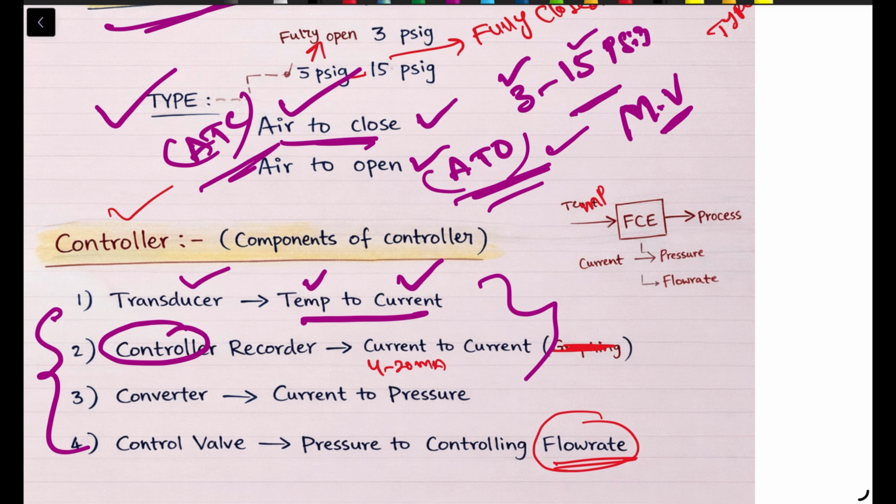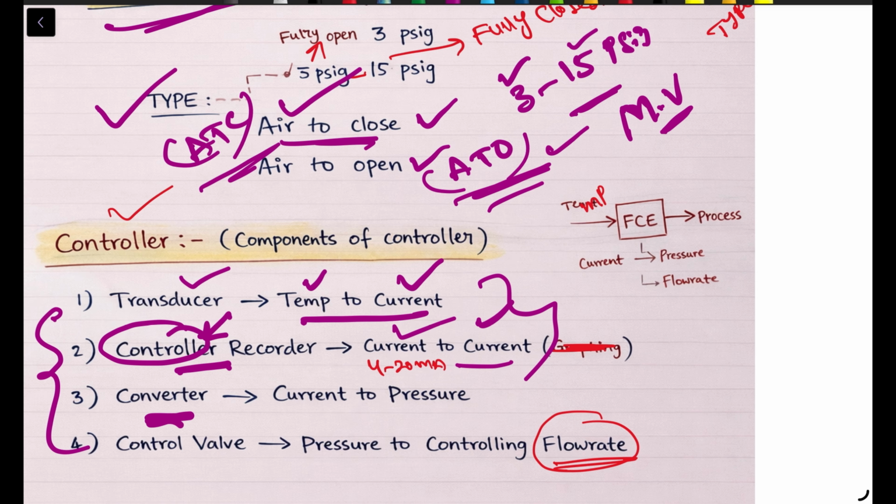Second part. The controller receives the signal from this measuring element, and it compares the measured value with the set point and calculates the error. Based on the error, the controller decides the correct control action. In modern systems, the controller also records process data for monitoring and analysis. These are the 4 to 20 mA current signals. Here temperature is converted to current, and then the signal just changes from current to current.